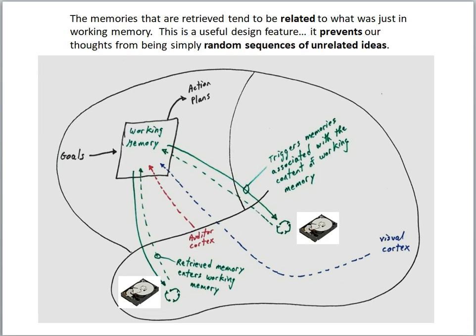Now, this is kind of a useful feature. The memories that are retrieved tend to be related to what was just in working memory. This is a nice design feature. It prevents our thoughts from being simply random sequences of unrelated ideas. I mean, consider the alternative. Let's say the person was telling a story about their birthday party and I attended it, but somehow it triggered a totally unrelated memory, and I went on to share that, and it would seem sort of out of place. So the idea that what is in our working memory tends to activate related information stored in our long-term memory, that's a useful design feature.